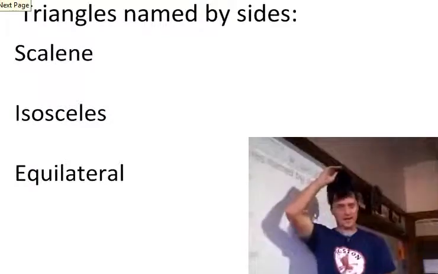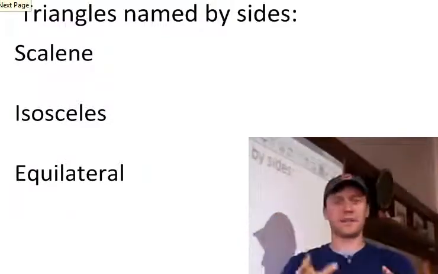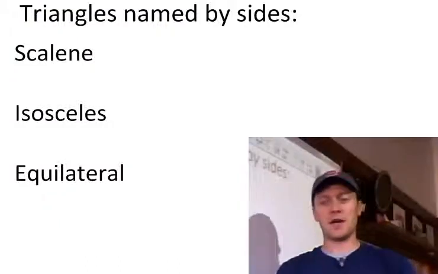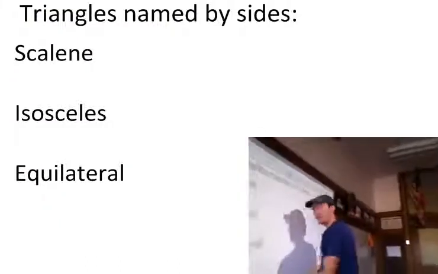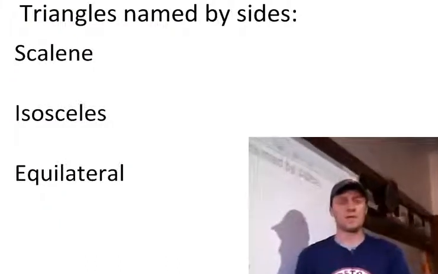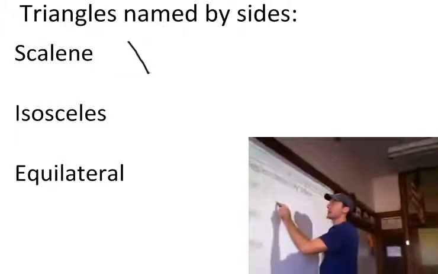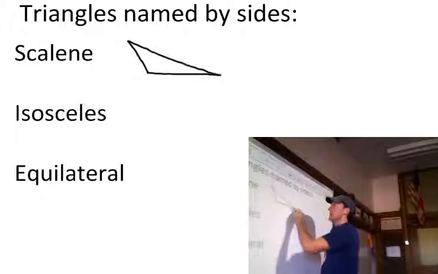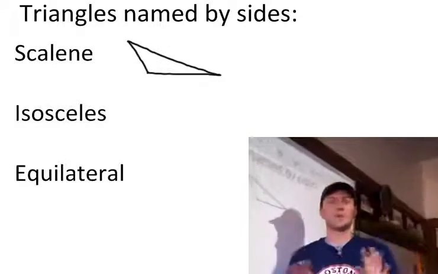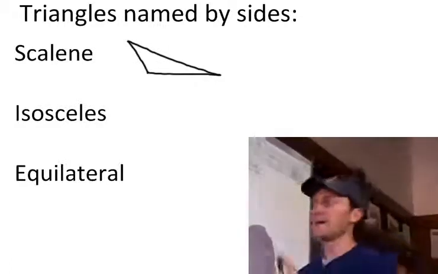Sometimes we name triangles by the sides. A scalene triangle means you have no sides that are congruent. So you might have a side like this, side like this, side like this. None of those sides are congruent.